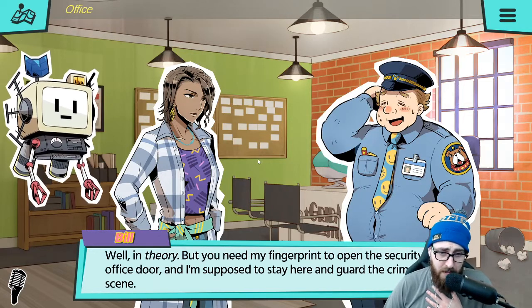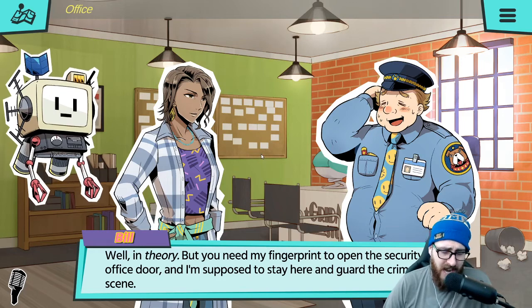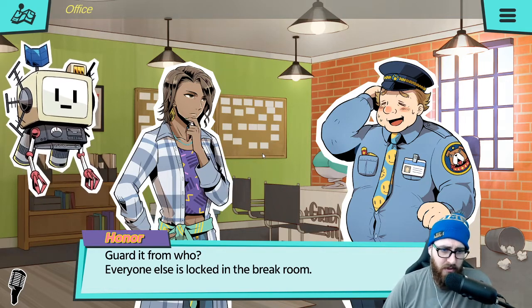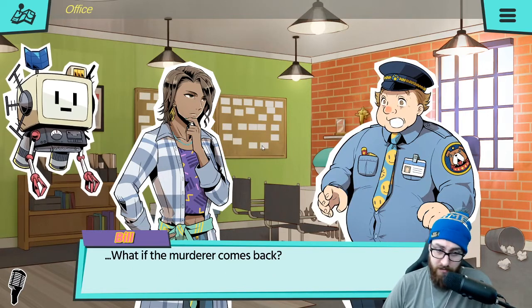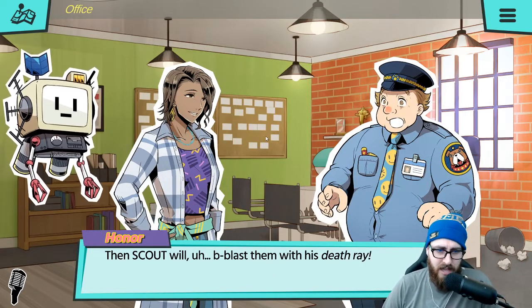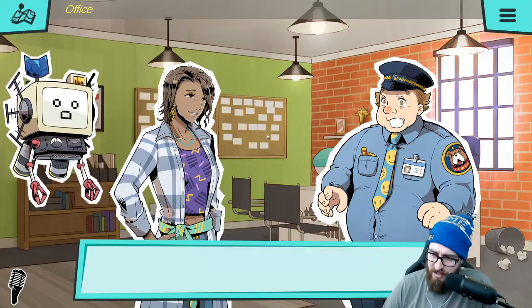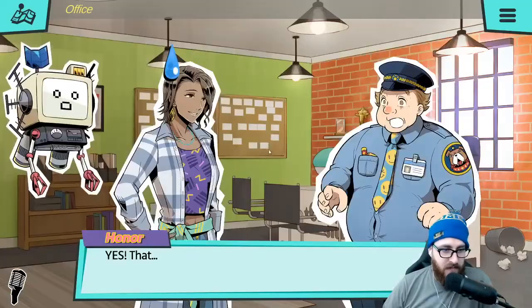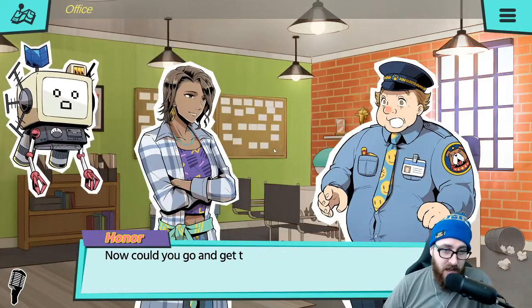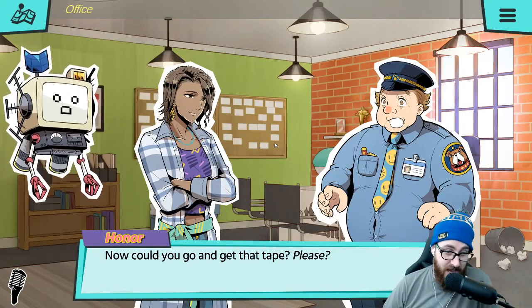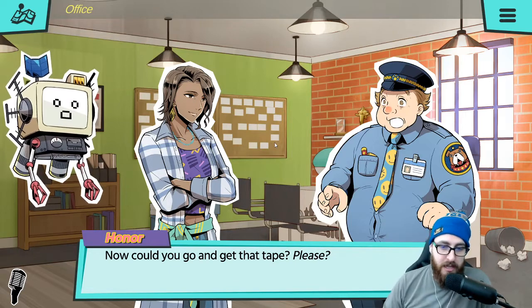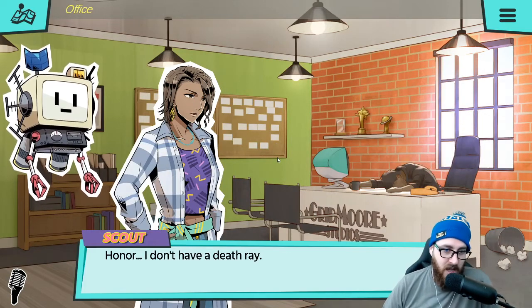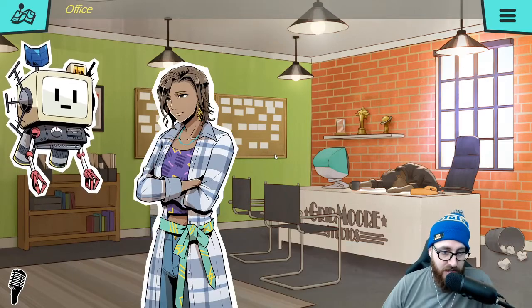Well, in theory, but you need my fingerprint to open the security office door, and I'm supposed to stay here and guard the crime scene. Guard it from who? Everyone else is locked in the break room. What if the murderer comes back? Then Scout will blast them with his death ray. Really? He can do that? Honor, I don't have... Yes, that is a thing he can do. Absolutely. Could you go and get that tape? Please. Okay, if you're sure, I'll be as quick as I can. Honor, I don't have a death ray. I know, Scout. Just play along, okay?